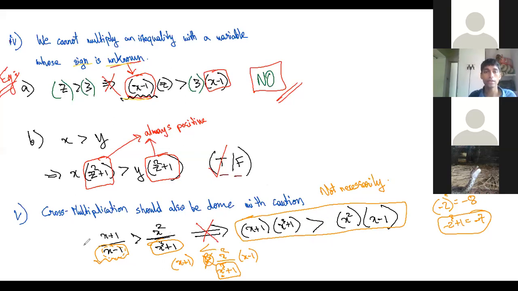What is the reason? The reason is from the fourth point, that the signs are unknown. What is the sign of these linear terms? We do not know them. This is a linear term. This is a cubic term. We don't know their sign. So without knowing their sign, we cannot directly multiply them. Okay. Anyone has doubt? Swapna, do you have some doubt? No, sir.